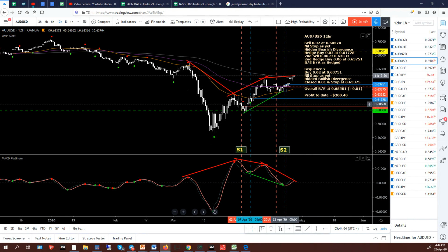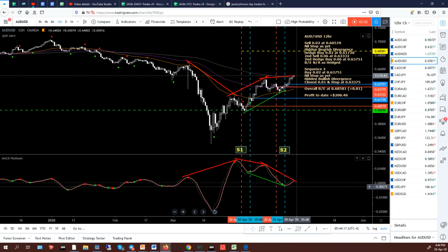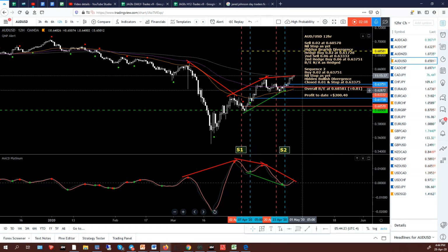So I was in this buy here, which is sequence 2, and this bottom indicator is the MACD Platinum, and that's gone through the zero level from below. The zero level is a dotted line there, and once it goes above through that zero line, I've got to take some action on my trades. So what I've done is I've closed half of that trade, that buy, and put a stop in place.